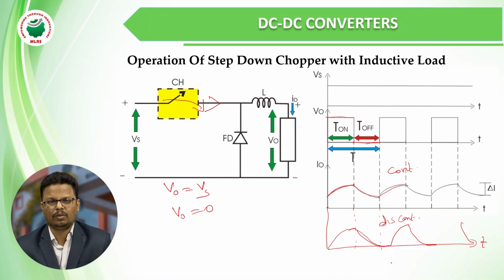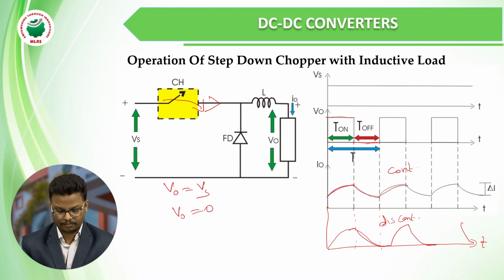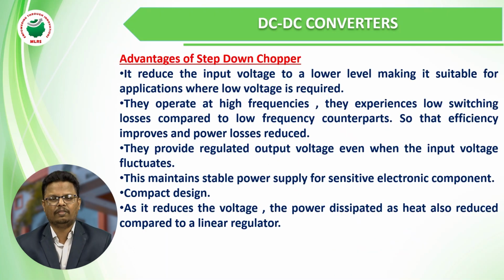By using the R load, the output current can be made continuous as well as discontinuous by the switching operation. Here we have some advantages of the step down chopper. It reduces the input voltage to a lower level, making it suitable for applications where low level voltage is required. When we give a DC supply to electronic circuits, many components have different voltage ratings, so by using this chopper we can change the voltage levels and supply them to the different devices.